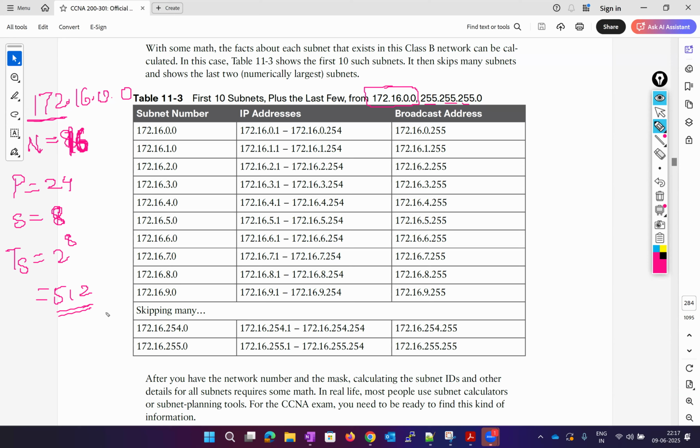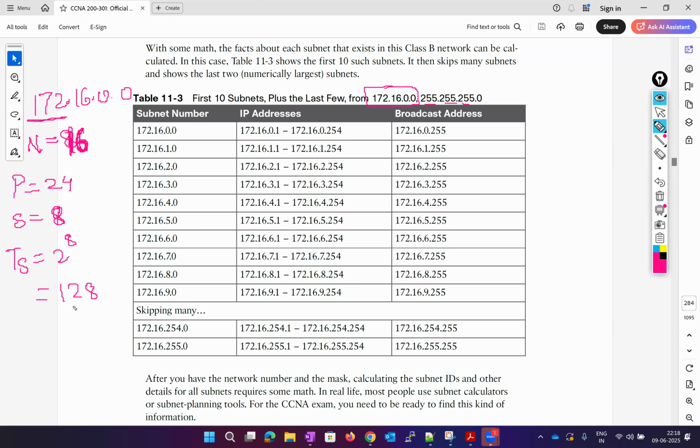Or did I do this wrong? This is 64. 128. Starting from 2 power 0, right? Yeah, okay. 1, 2, 4. So 256. 32, 64, 128 actually. Starting from 2 power 0, not 2 power 1. So you have total 128 subnets.